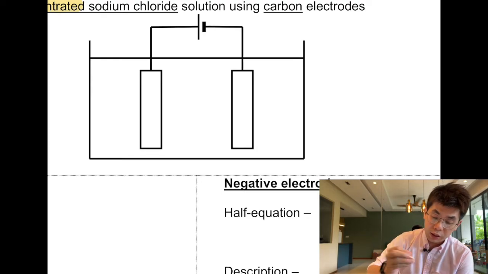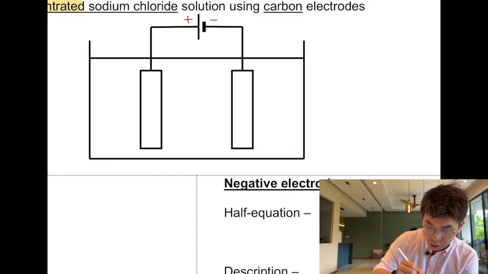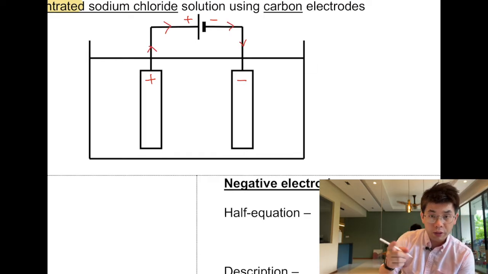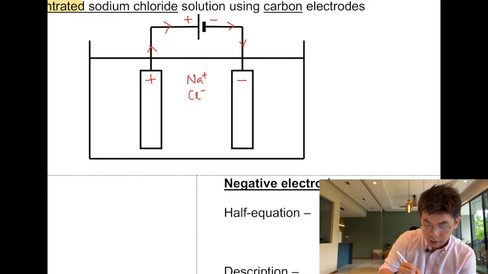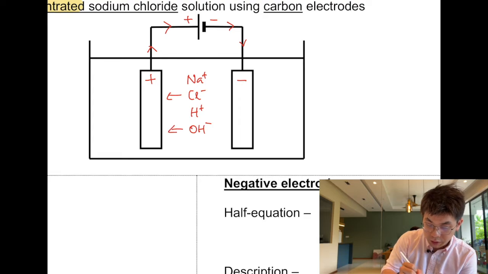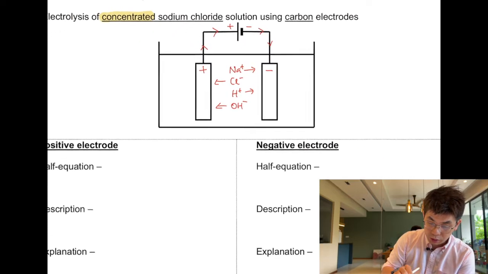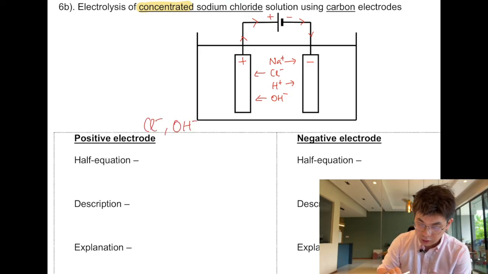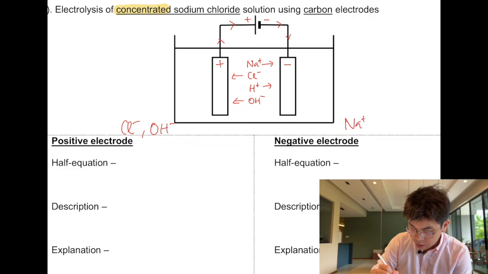I hope you have tried it. First, negative, positive. So this is the positive electrode, the negative electrode, electrons flow this way. Then after that, I need to decide what ions are present. I've got Na+, Cl-, and because it's a solution, I've also got H+ and OH-. So on the positive side, I have Cl- and OH-. On the negative side, I have Na+ and H+.